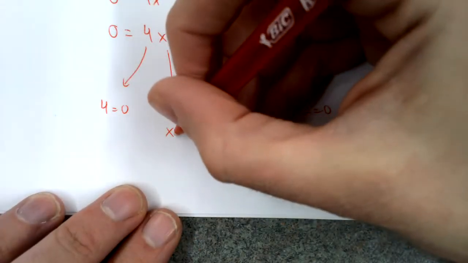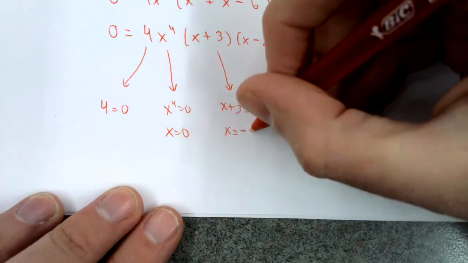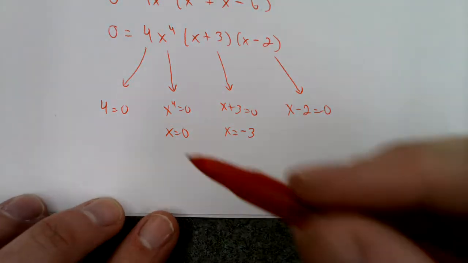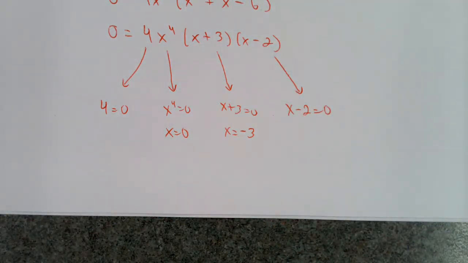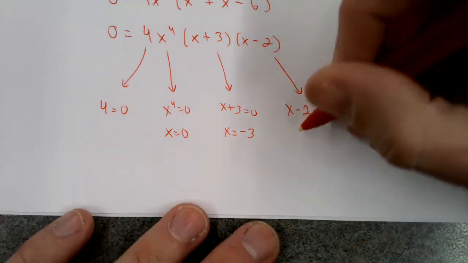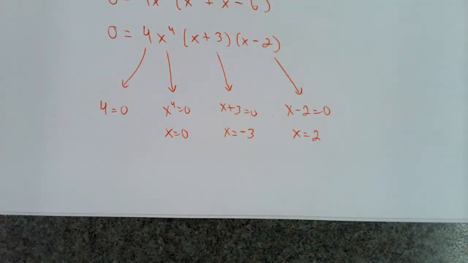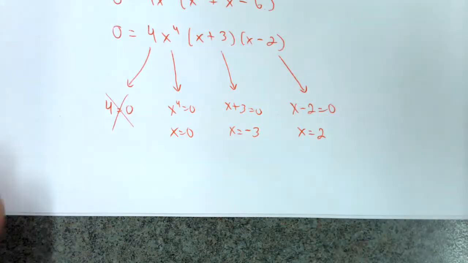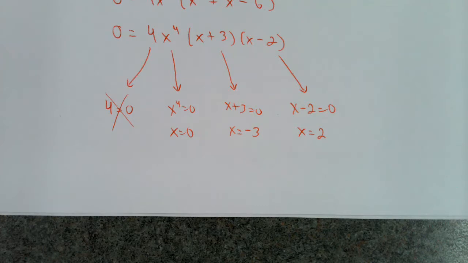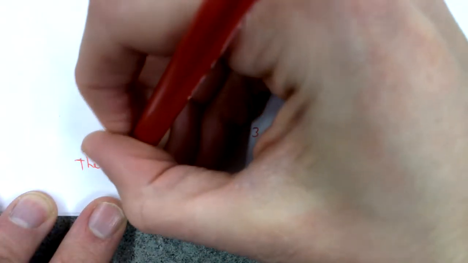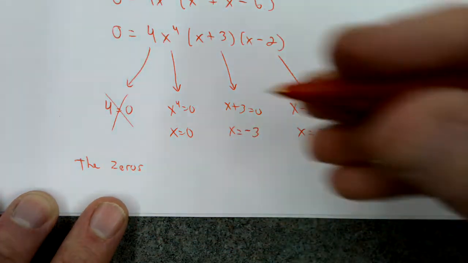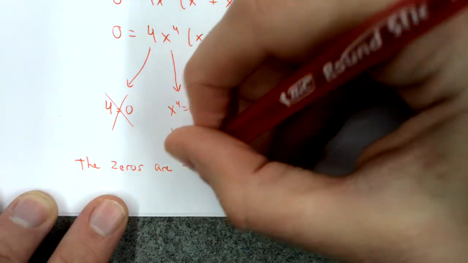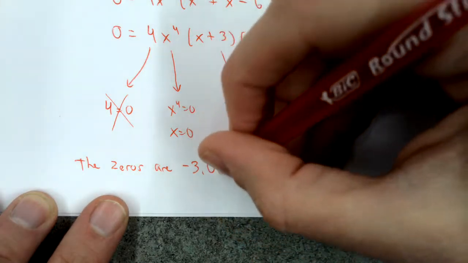So this one's going to be x equals 0. It happens more than once. We'll talk about that in the next lesson, because it's x to the fourth power. X equals negative 3, and x equals 2. This one you can ignore because 4 cannot equal 0. So I'm going to say the zeros are negative 3, 2, and 0. If you just circle these, that's fine. Negative 3, 0, and 2. I like to write them in order from smallest to biggest.